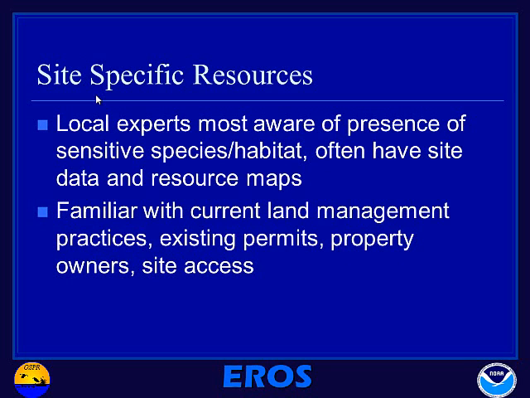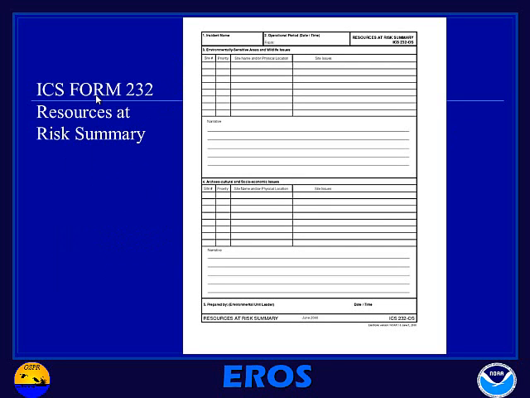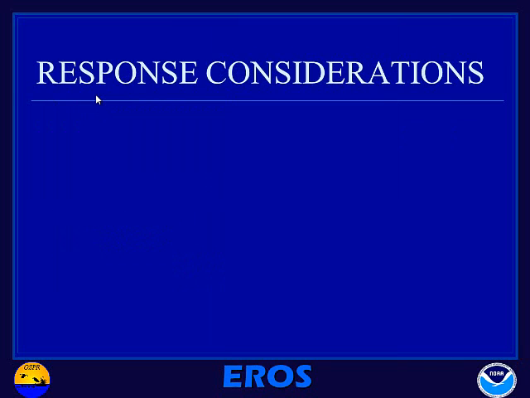Site-specific resources, again, these people know what's out there, entrance, egress, staging areas. Definitely try to make use of them. So all this stuff gets listed on your ICS 232. It looks slightly different from that because that's the 232A.